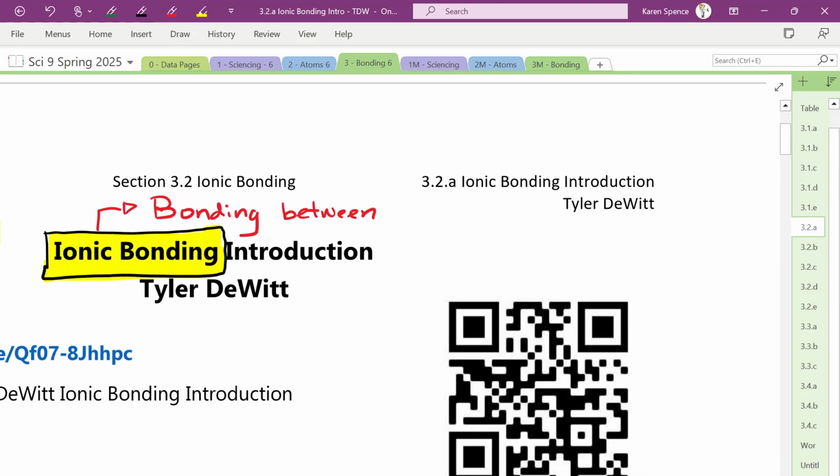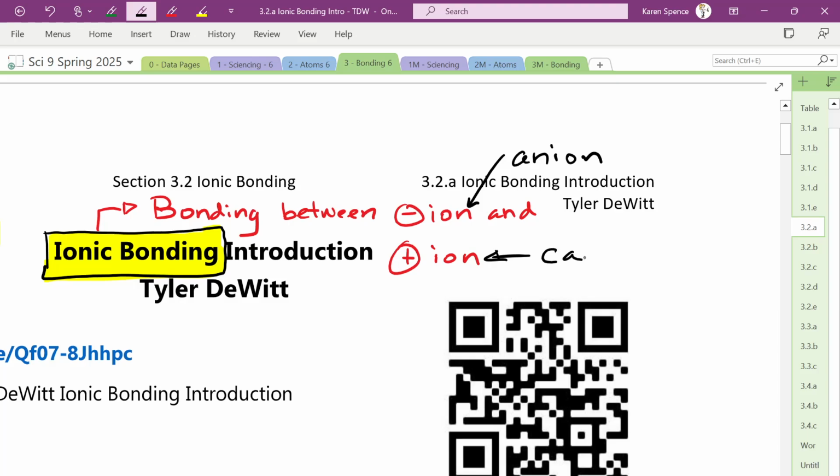What types of ions? It would be the bond between a negative and a positive ion. What do we call the positive ion? That's called a cation. Whoopsie, I did that backwards. I'm so sorry. What do we call the negative ion? We call that an anion. And the positive ion is called a cation.